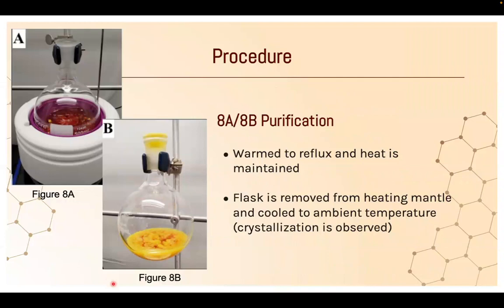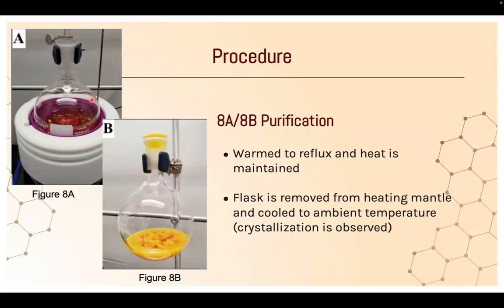The experimenters recommend that during this part of the procedure, the flask is equipped with a reflux condenser connected to a nitrogen line, and the appearance of crystallization halfway through dissolving the crude residue can be seen in figure 8A over here. So this is when it starts to reflux.